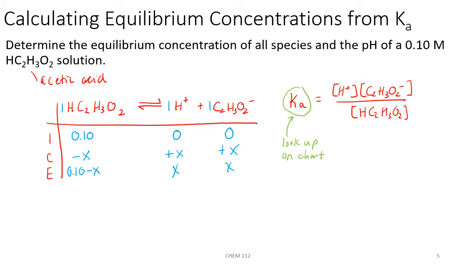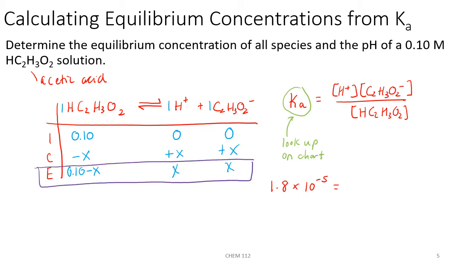So you're going to want to find acetic acid on there and look up what the Ka value is for acetic acid. Once you find it, you should see that the Ka for acetic acid is 1.8 times 10 to the negative 5th. So we can plug that in for our Ka and then substitute everything from our equilibrium line into our equilibrium expression now. So hydrogen ion at equilibrium was X, acetate at equilibrium was X, and our weak acid, acetic acid concentration at equilibrium was 0.10 minus X.